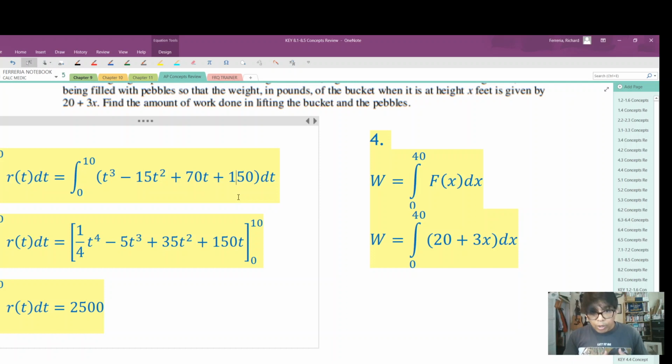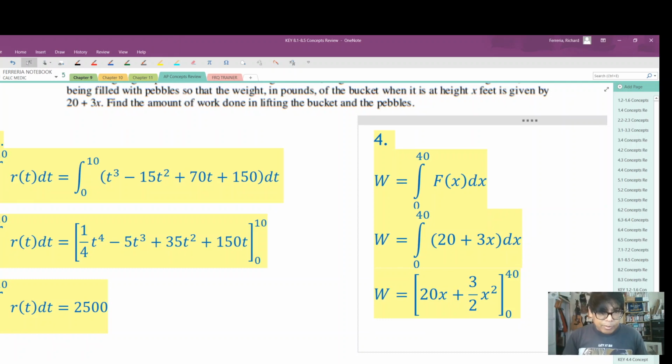So I have my work being equal to the integral from 0 to 40 of 20 plus 3x. Now this problem becomes really easy because I know how to integrate, and I can almost ignore, at least for the time being, all of that context. And that gives me this really nice antiderivative, which you can easily substitute or use your calculator to substitute, and you get 3,200.